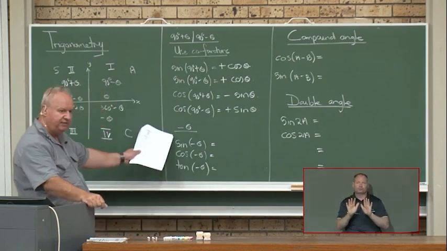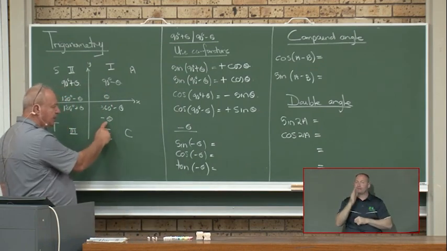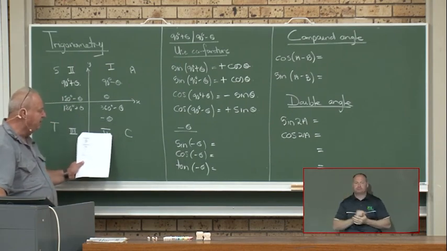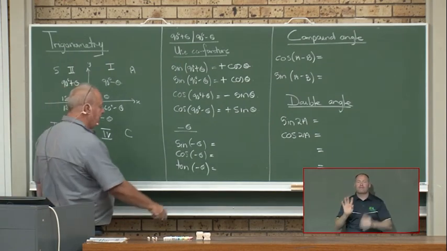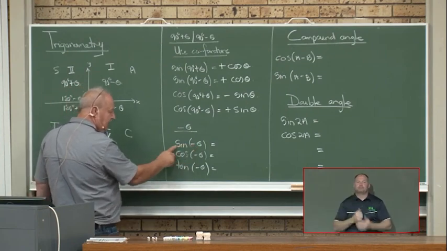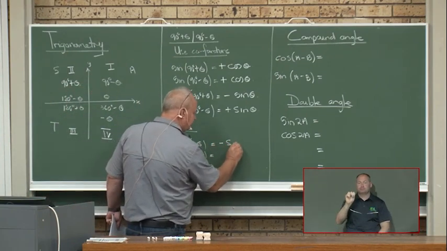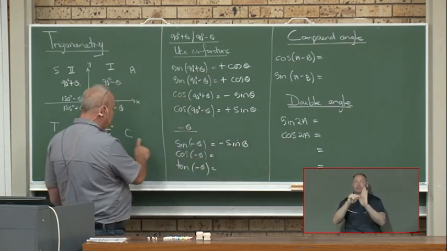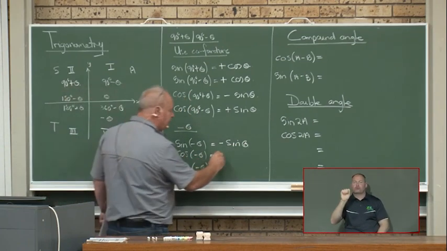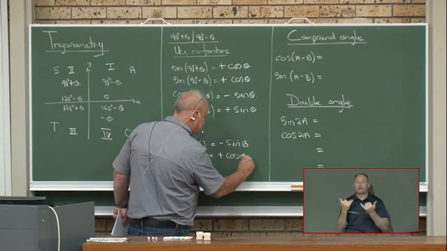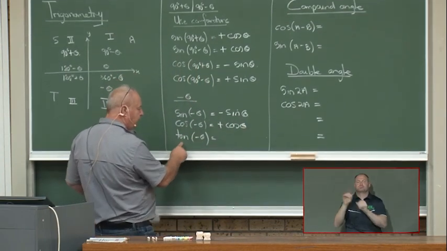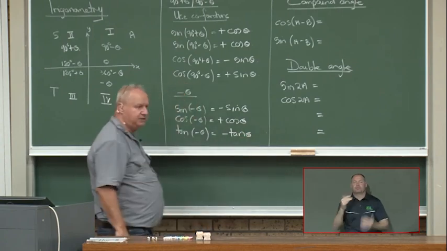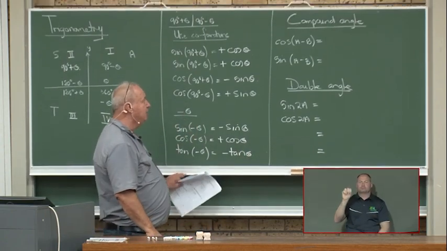Let's look at negative theta. Now, negative theta, people, theta is an acute angle. So negative theta is found in the fourth quadrant. So we say, in the fourth quadrant, sine is negative, so it's negative the sine of theta. Cos is positive in the fourth quadrant, so it's positive the cos of theta. And tan is negative in the fourth quadrant, so it's negative tan of theta.